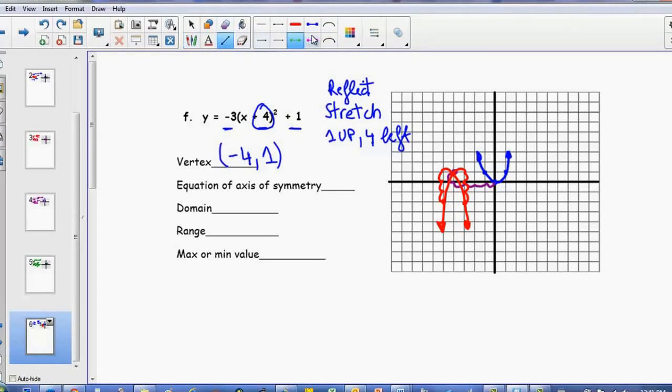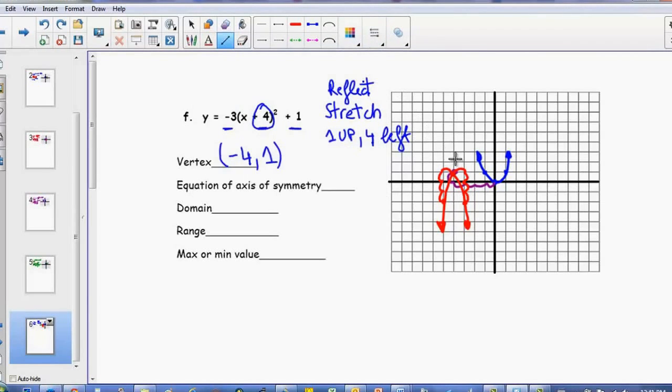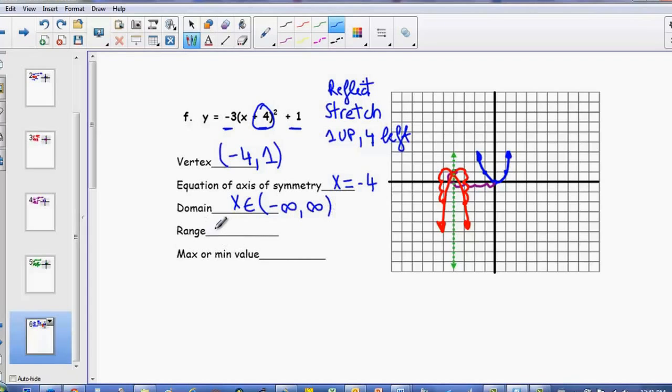So let's see what the axis of symmetry actually looks like. We always talk about this axis of symmetry splitting the parabola in two. Let's actually draw it as a line. It's going right through the vertex, splitting our parabola in two. And it goes at x equals negative 4 if you're looking at it. The domain, as usual, it's all real numbers, so from negative infinity to positive infinity.